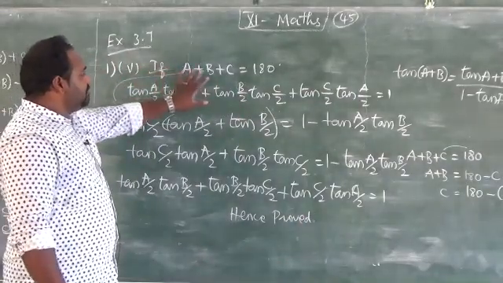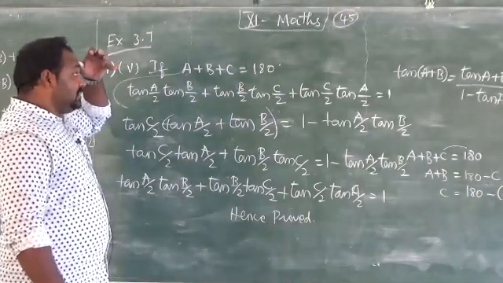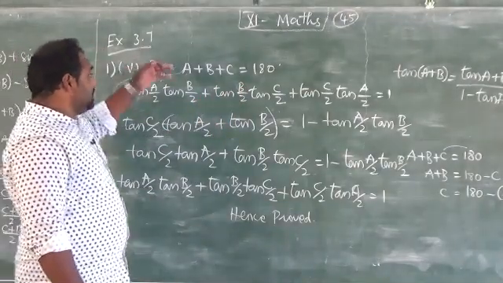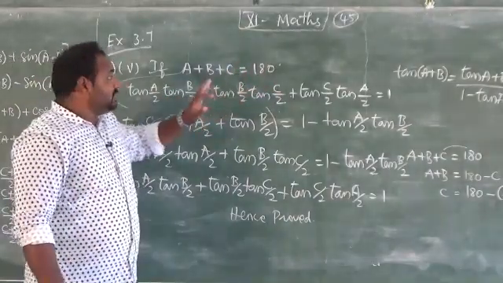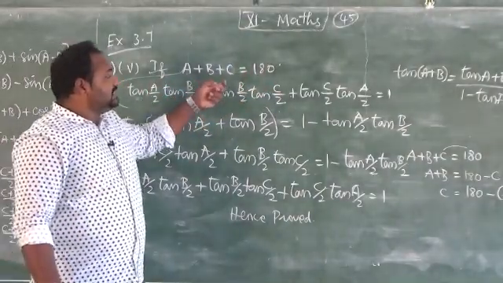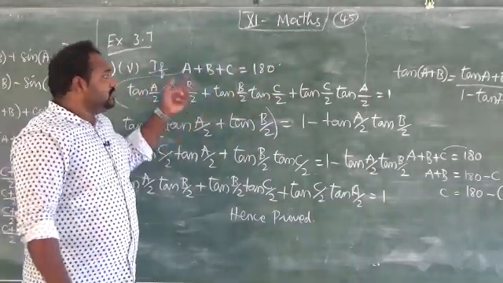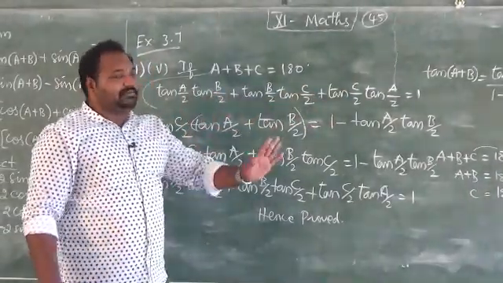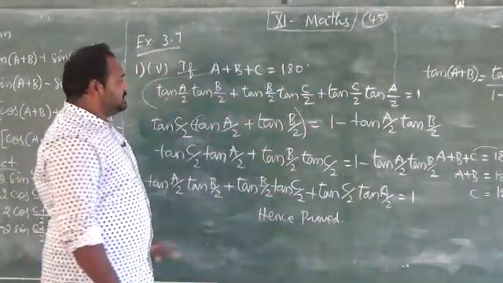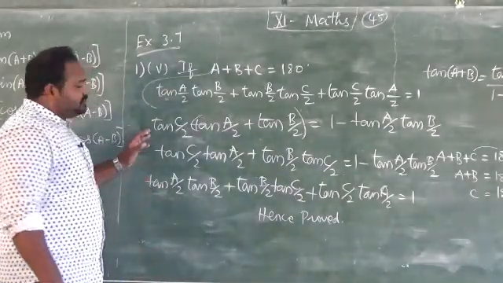By using this A plus B plus C condition only, we can prove this question. So, how can we prove this? First thing we have to remember that we have to divide it by 2 throughout the equation. Next, we have to take C by 2 to other side. Then we have to take a tan on both sides. Then use the tan A plus B formula. Then cross multiplication, you will get the answer. That's it. So, by this we can complete subdivision 5.